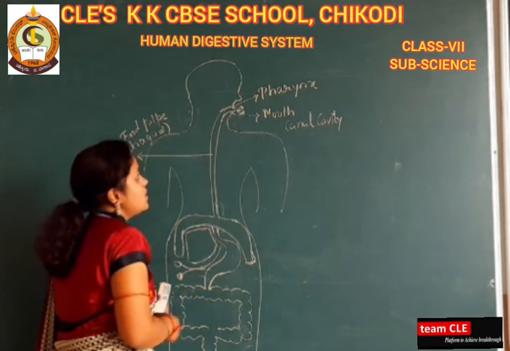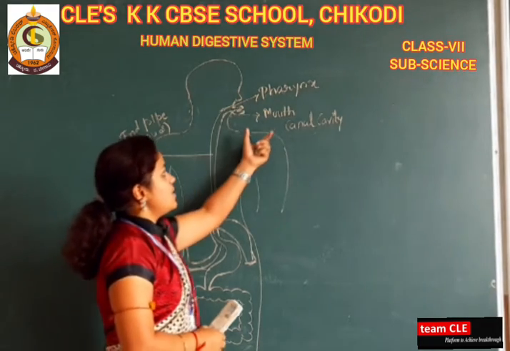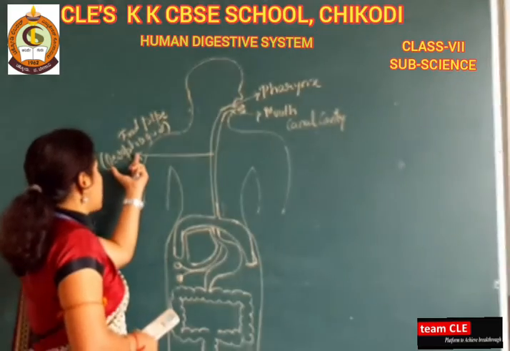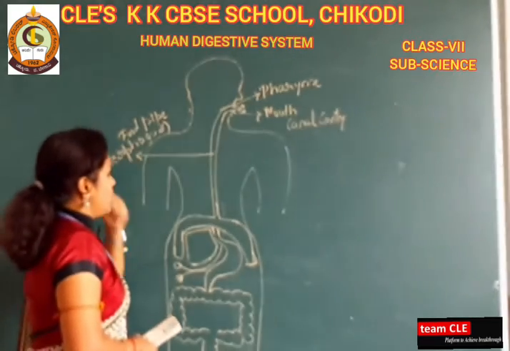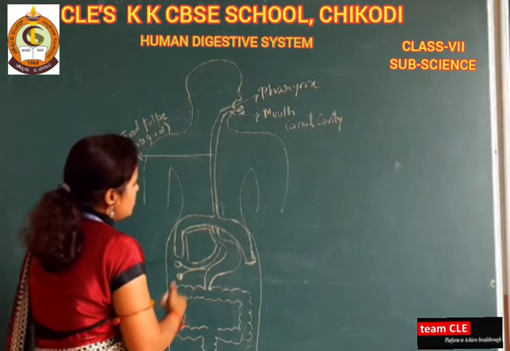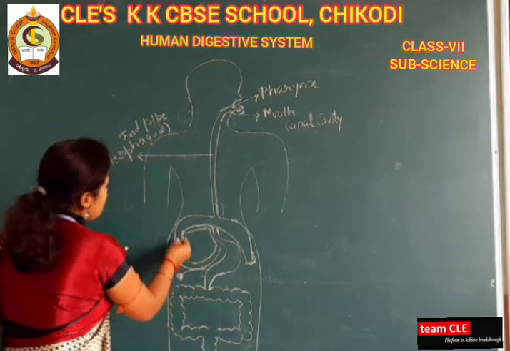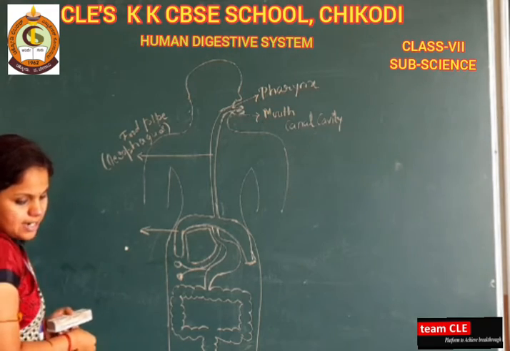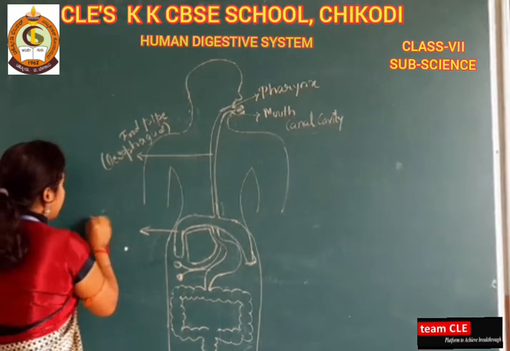Okay, so this is our pharynx, mouth and buccal cavity. Then the food pipe, which is also called the esophagus. Okay, then come to the next part. Which part is it? It is the diaphragm.